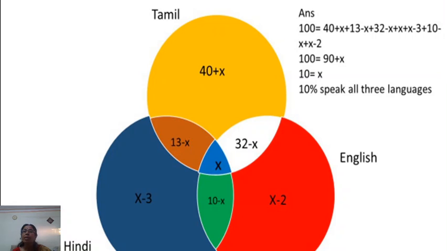We get 100 is equal to 90 plus x, and we get x equal to finally 10, and this 10 is the percentage, that is 10%. It is the percentage of people who speak all three languages. Thus, we find that 10% of people speak all three languages.